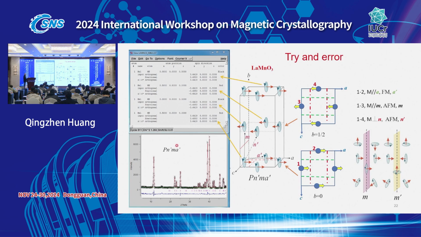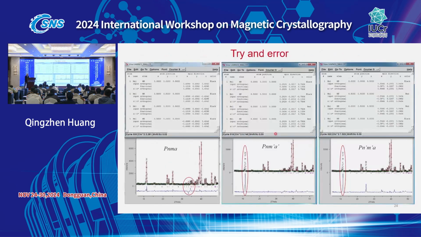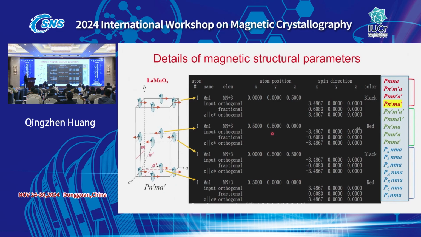And the refined results look right, but maybe there is a slight difference in the other directions, not completely parallel to the a-axis. This is the magnetic space group used to refine this one.